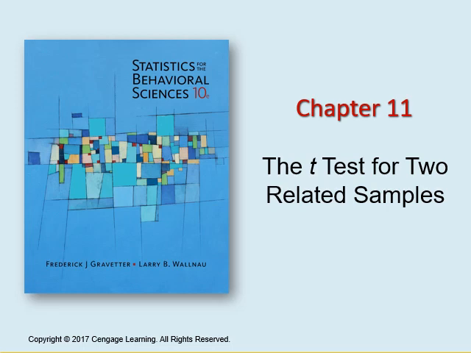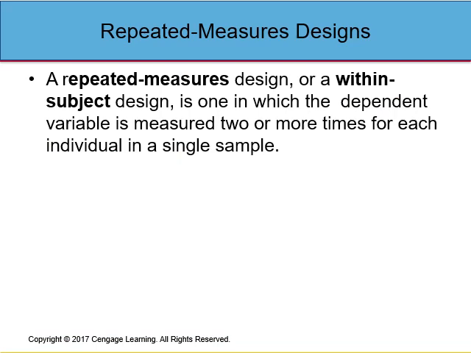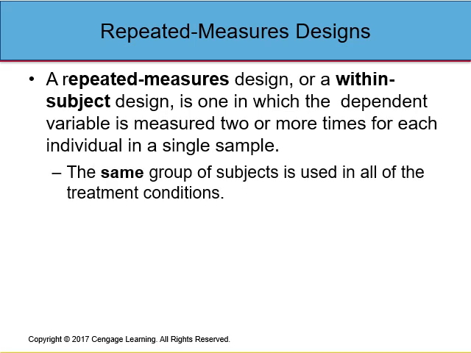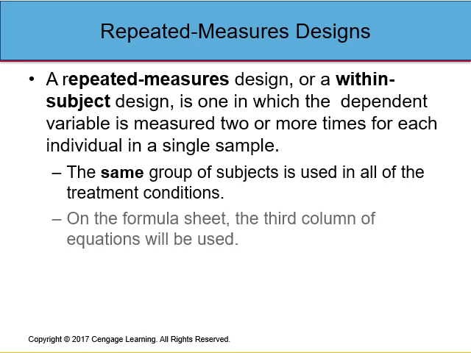Today we're going to talk about the t-test for two related samples. A repeated measures design, or a within-subject design, is one in which the dependent variable is measured two or more times for each individual in a single sample. You can think of it like classroom A, and then you give them a pre-test and you give them a post-test. This is a repeated measures design. The same group of subjects is used in all of the treatment conditions.